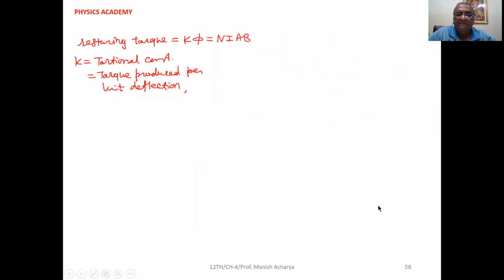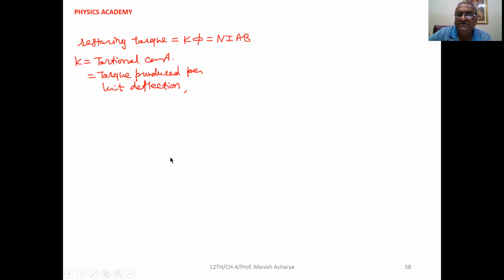So we can write the restoring torque, that is K into phi, that is NIAB, where K is known as the torsional constant. Torsional constant of the spring means restoring torque produced per unit deflection. Phi is the deflection. So per unit deflection, whatever restoring torque is generated, that is called its torsional constant.